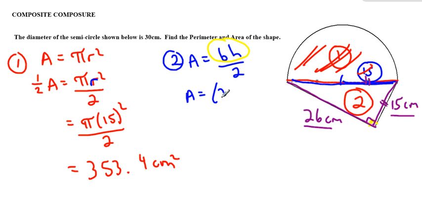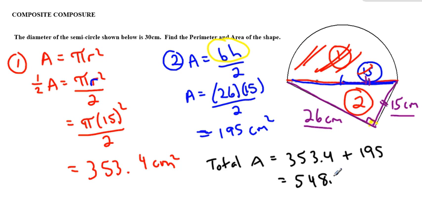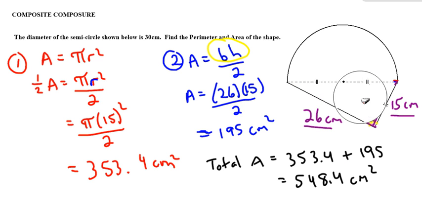So the area is base times height divided by 2. That gives me an area for the triangular piece of 195 centimeters squared. So the total area of the shape is, just add them together, 353.4 plus 195, and that gives me a total area of 548.4 centimeters squared.